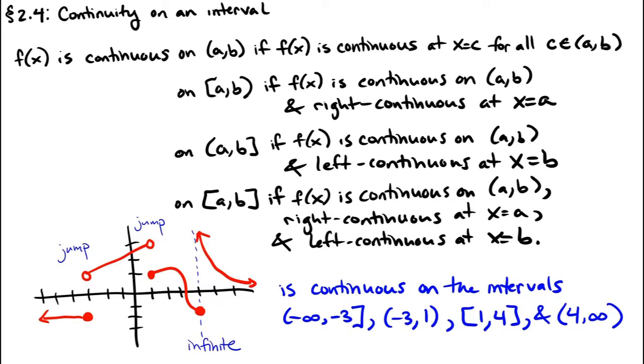Notice that we never include infinity or -infinity. A function can't be continuous at infinity because there's no such thing as f(infinity). That doesn't make any sense.